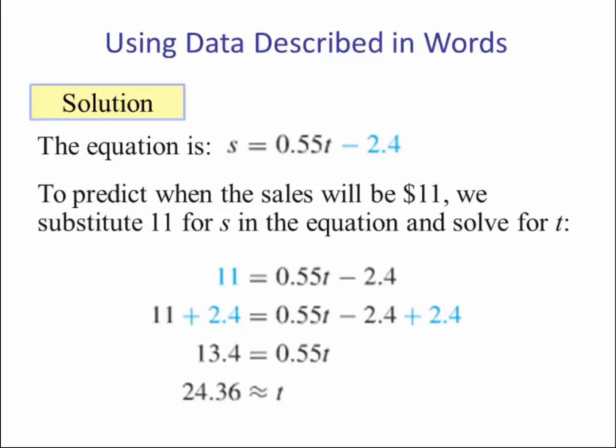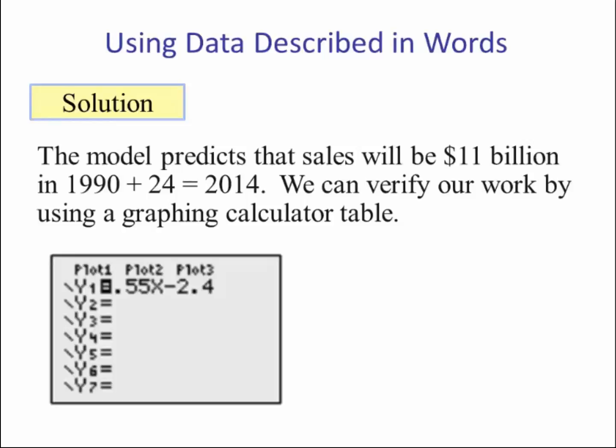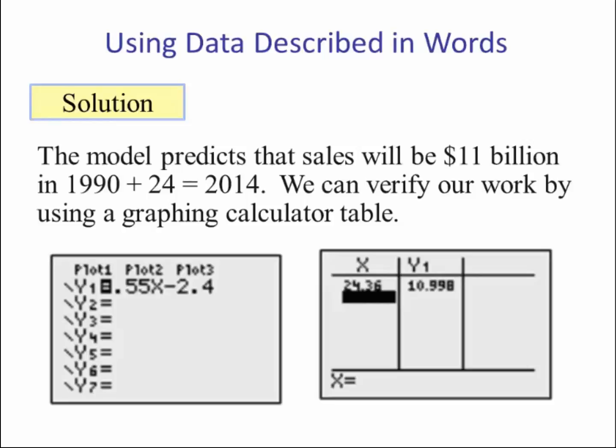Divide by 0.55, and t is approximately 24.36. Now, since t is the number of years since 1990, we would say the model predicts that the sales will be 11 billion in the year 2014. We can verify our work by using the graph and calculator table. So we put the equation in the y equals, and then we hit second graph, which is table. So when x is 24.36, y is about 11.